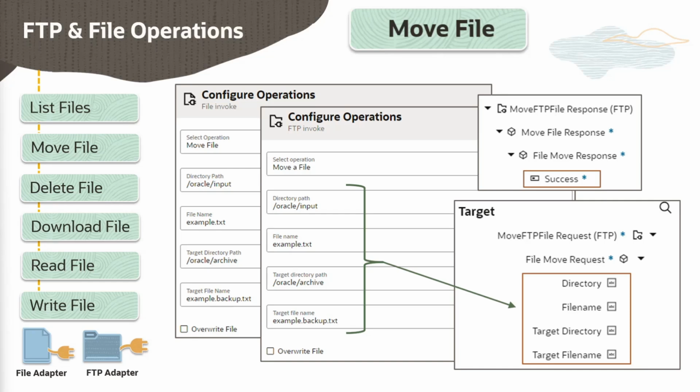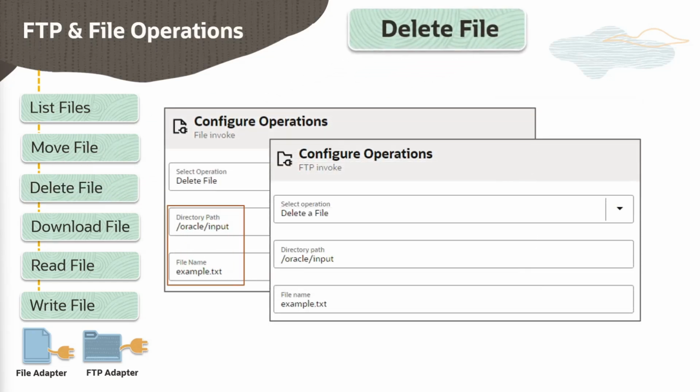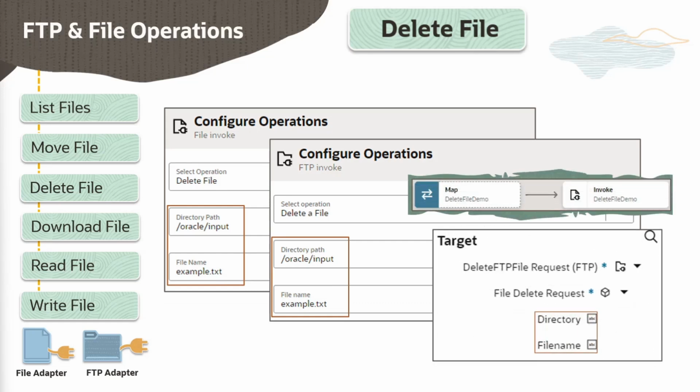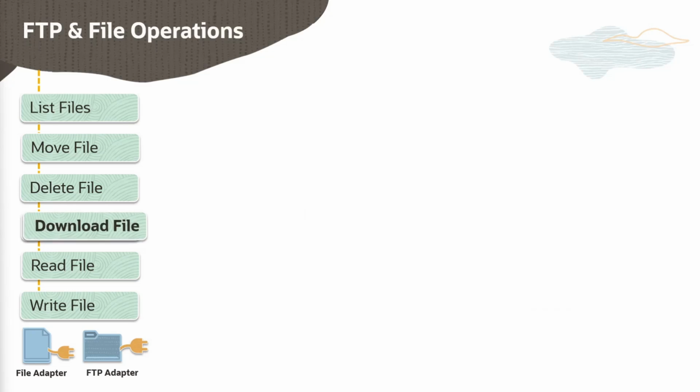The configuration for the delete operation is very similar, but here you only need to provide the directory and the name of the file to be deleted. And once again, optionally, when configuring the map action for the invoke, you can dynamically provide values for either of those 2 fields. As to the results of this call, once again, the response from the invoke will provide a Boolean true if the delete was successful.